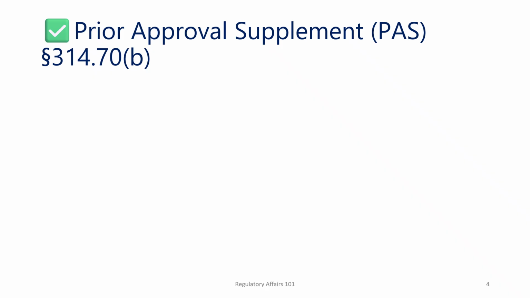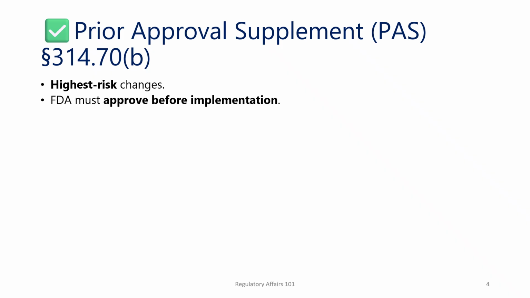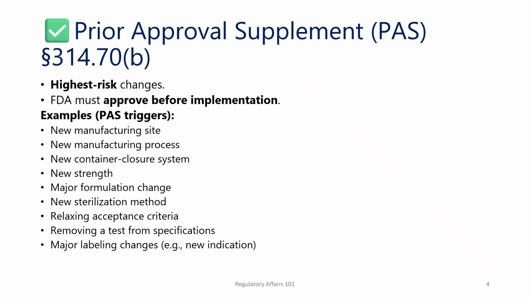PAS covers the highest risk changes. FDA must approve before implementation. Examples include new manufacturing site, new manufacturing process, new container closure system, new strength, major formulation change, new sterilization method, relaxing acceptance criteria, removing a test from specification, major labeling changes.